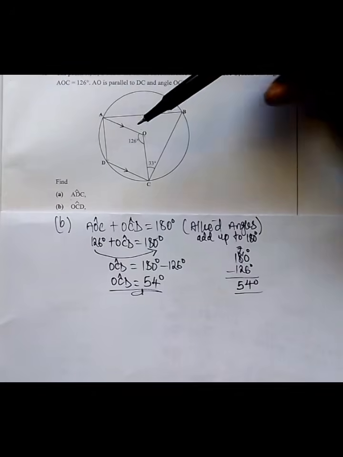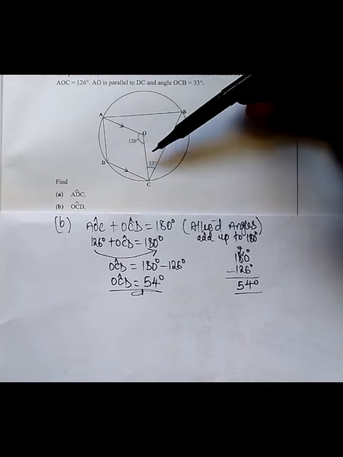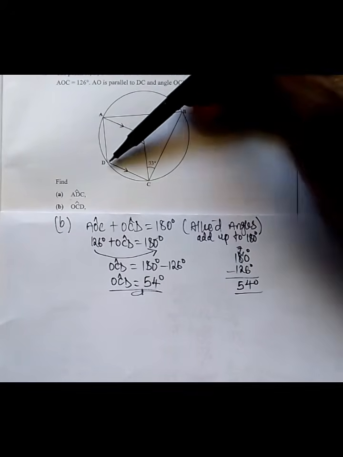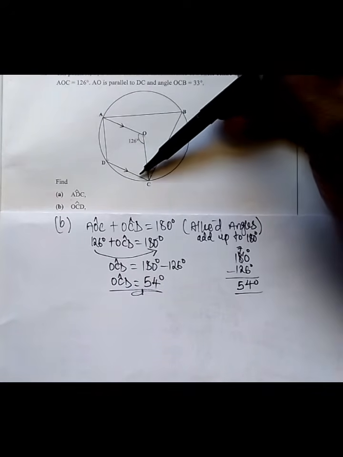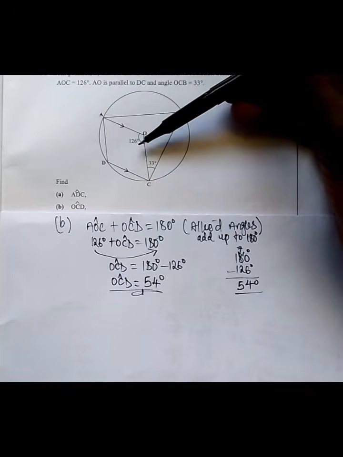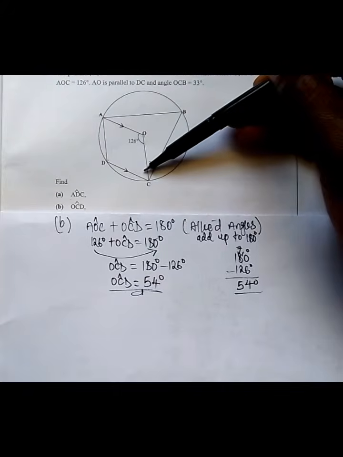So allied angles are angles that are associated with a straight line. If this is parallel to this one, and you draw a transversal, it means that this angle here is related to this angle here, which gives 180 if you add them. And for that, we just subtract 180 take away 126 to get this one.